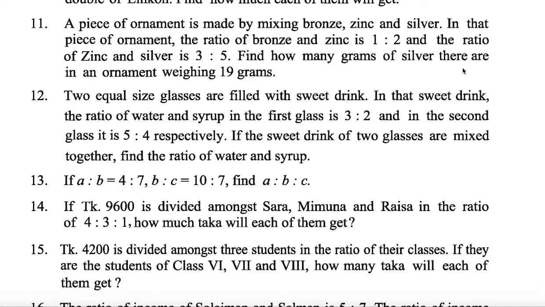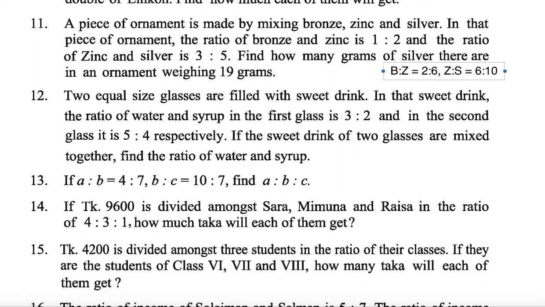Okay, first we need to have a continued proportion. How will you get continued proportion? Bronze to zinc. No, bronze also capital B. Zinc means Z, not G. Make it 2:6. Okay. Similarly, zinc to silver. Multiply it with 2. Make it 6:10. Now you got the continued proportion.